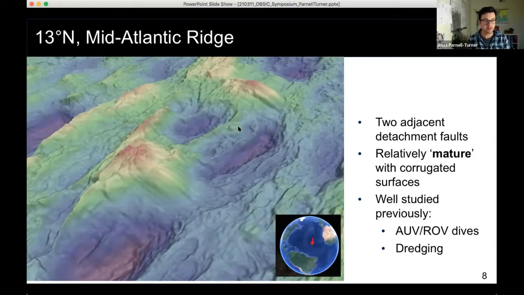They've been previously pretty well studied. There's been a series of expeditions to this area, using both autonomous underwater vehicles and remotely operated vehicles, so we know what the rocks look like down there. And there's been extensive dredging by British, French, and American colleagues.